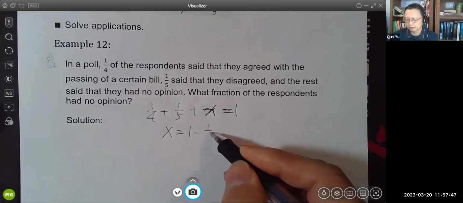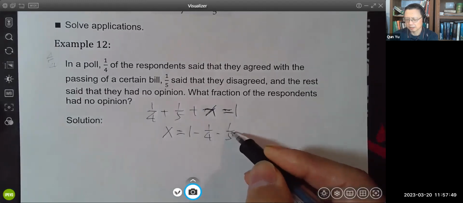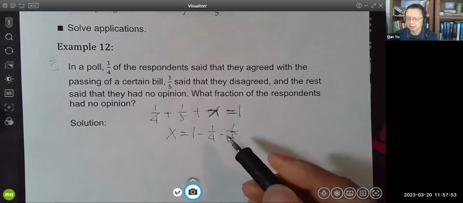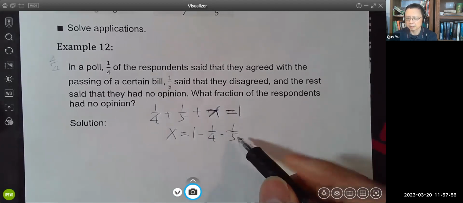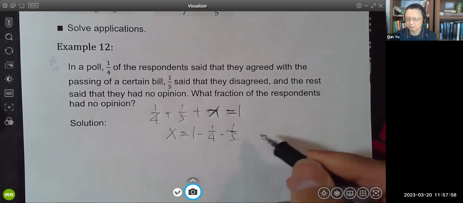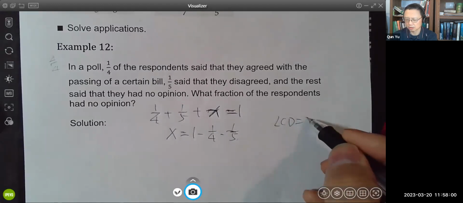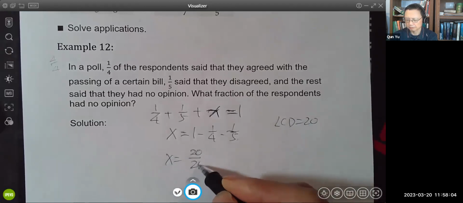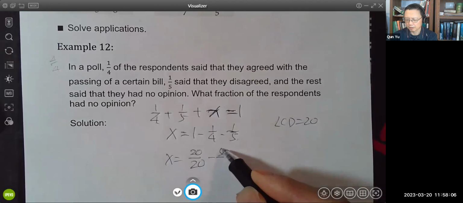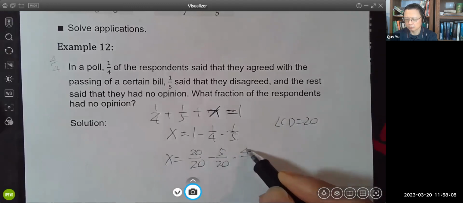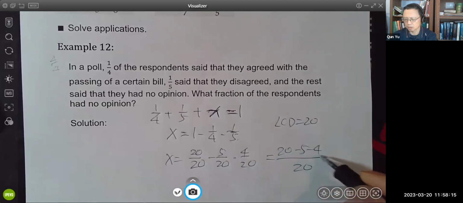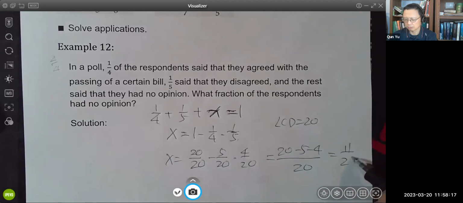1 minus 1/4 minus 1/5. Whenever we move a term to the other side, change the sign to the opposite. Apparently, we need a common denominator between 4 and 5, which is 20. So LCD equals 20. And x equals 1, which is 20 over 20, minus 5 over 20 minus 4 over 20. Now they all have the same denominator, 20 minus 5 minus 4. So that's 11 over 20.